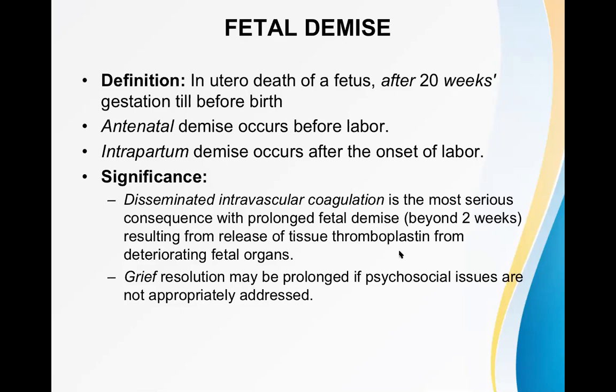Now, what is the significance of this? One of the important complications of fetal demise, that's why we are talking about it here, is DIC. It is a condition similar to missed abortion. Missed abortion means death of the baby has already occurred prior to 20 weeks, but nothing has come out. It continues like that. So fetal demise is a bit similar to missed abortion, but here the death of the baby occurs after 20 weeks. This is an important point. DIC is the most serious consequence with prolonged fetal demise, which lasts for more than 2 weeks.